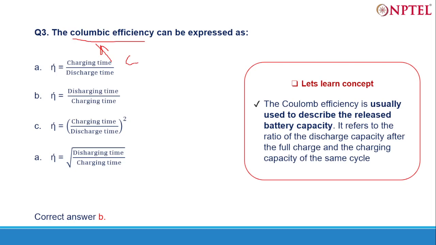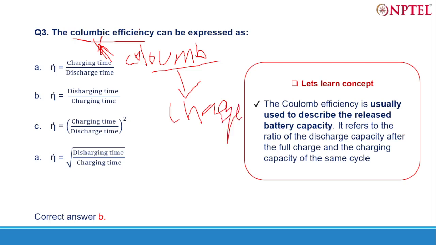Okay. So if we see the Coulombic efficiency, it basically comes from the word Coulomb, and Coulomb was a very great scientist. When you talk about some scientists, you should have respect for Coulomb. Mr. Coulomb basically worked on the concept of charge. So you know that Coulombic efficiency will be related to charge. So let's see what it is related to.